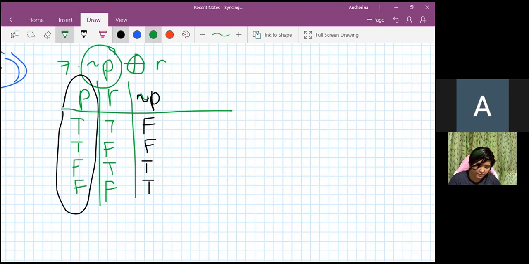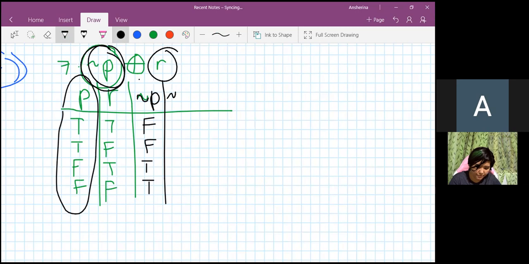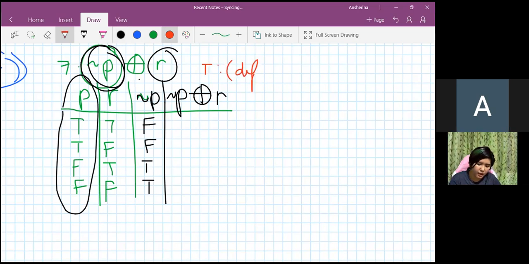Okay? Now, we can do negate of P, XOR R. Kasi meron na tayo nito. Meron na tayo nito. Ano ang rule sa XOR? Okay, I'll let you browse your notes because my gadget is slowing down. The exclusive OR says this is true if they are different. Okay, yan. Kasi magkaiba. Hanap tayo dito ng magkaiba.